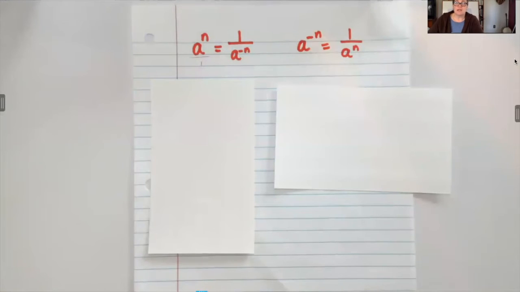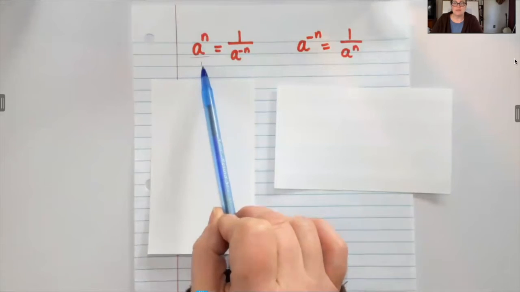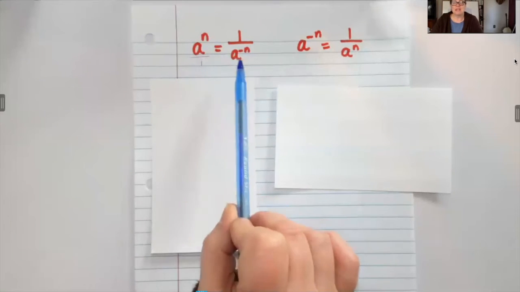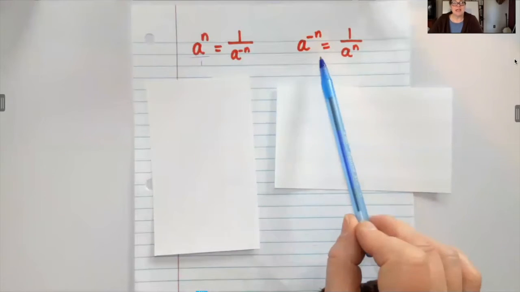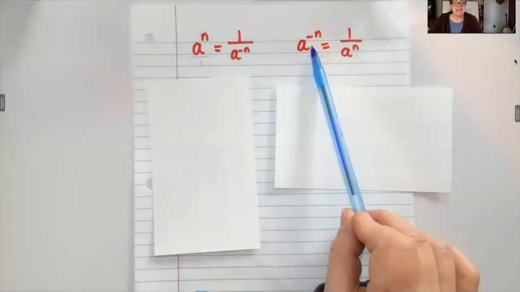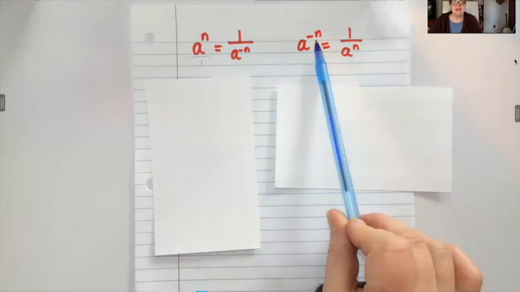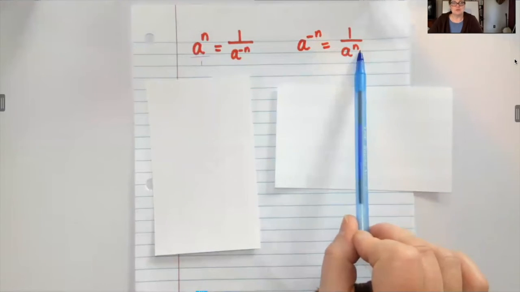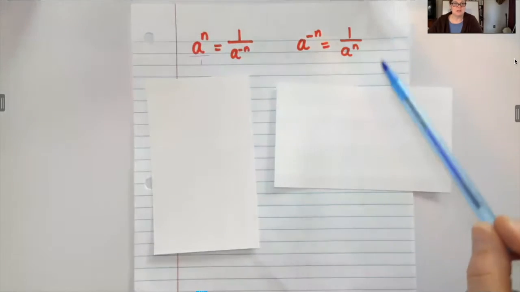I wanted to answer one of your questions about number 10 on the 7.3 study guide. On the 7.3 study guide, we're talking about negative exponents and how to shift a term from the numerator to the denominator. If we have a to the n in the numerator, I can put it in the denominator by changing the sign of the exponent. In the same way, if I have a term that has a negative exponent in the numerator, I can put it in the denominator and change the sign of the exponent. So a to the negative n becomes a positive 1 over a to the n. Change the sign of the exponent to shift a term between numerator and denominator.